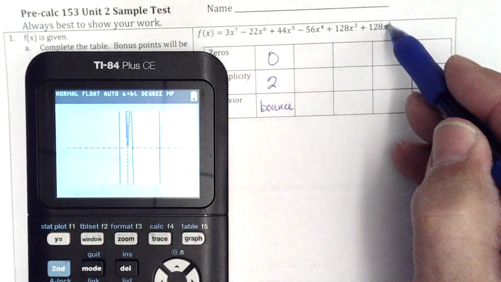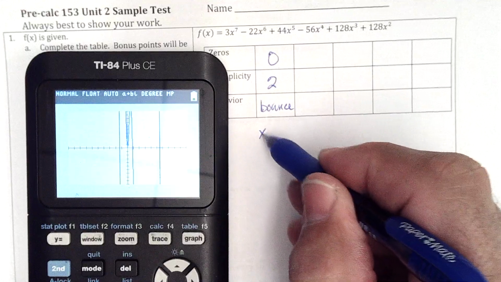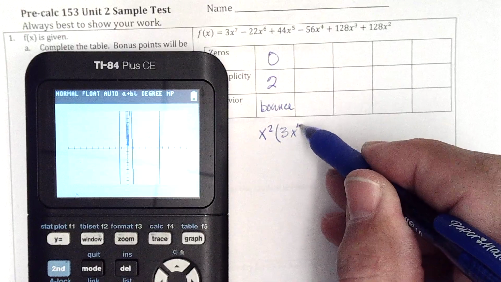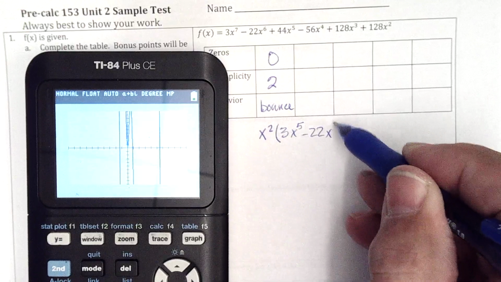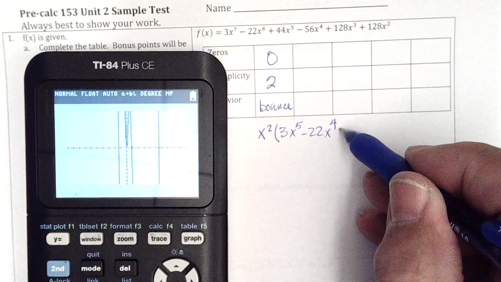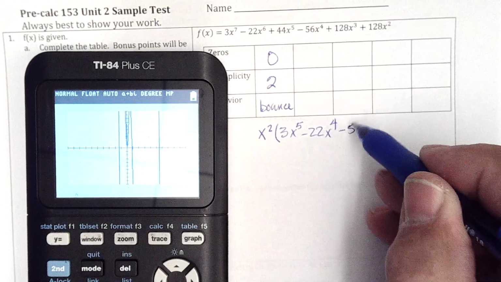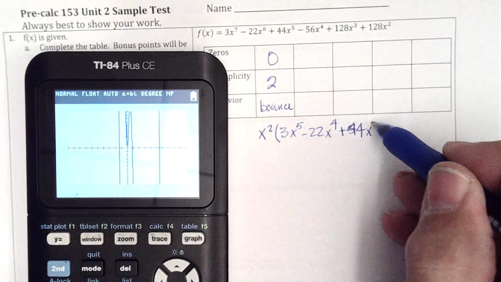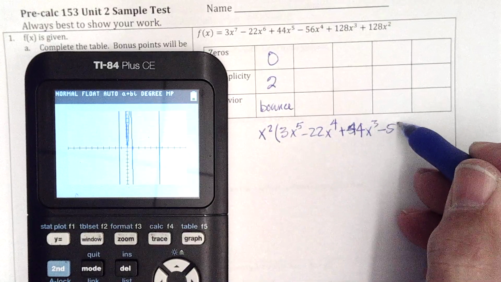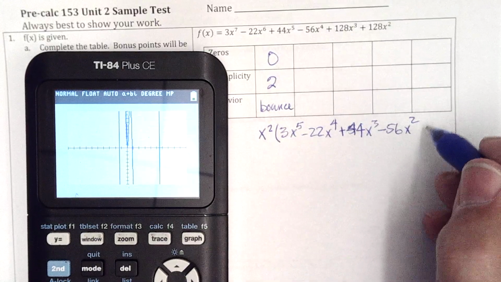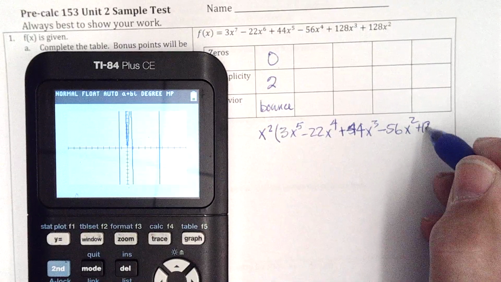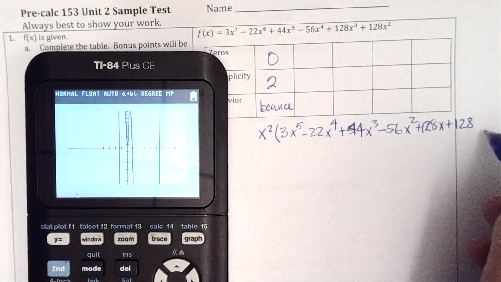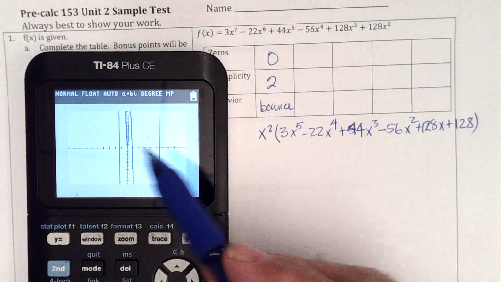And so right away, I know that x squared factors out and leaves me with 3x to the 5th minus 22x to the 4th plus 44, almost missed a term, plus 44x to the 3rd minus 56x squared plus 128x plus 128. Okay. So I'm looking for the easy ones.